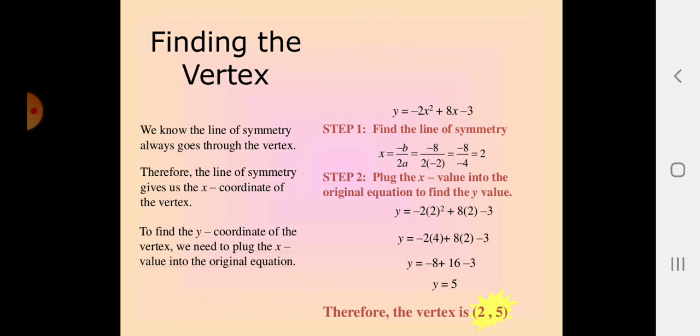So step 3, plug the x value into the original equation to find the y value. So y equals negative 2 times 2 squared plus 8 times 2 minus 3. So y equals negative 2 times 4 plus 8 times 2 minus 3. So y equals negative 8 plus 16 minus 3. y equals 5. So therefore the vertex is (2, 5).